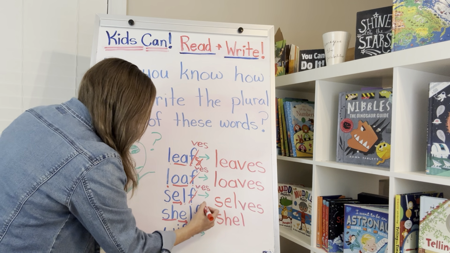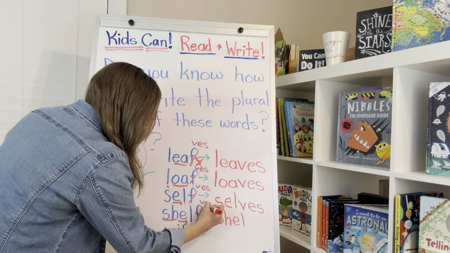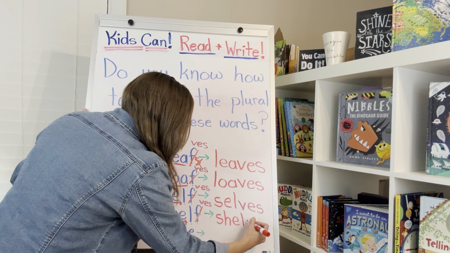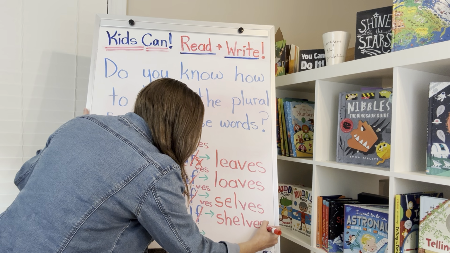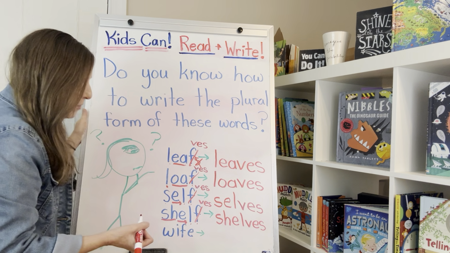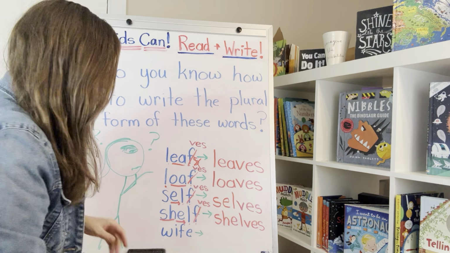And then instead of putting that F, change it to a V and add your ES. Shelves. More than one shelf. All right, now I hope you don't have more than one of these.